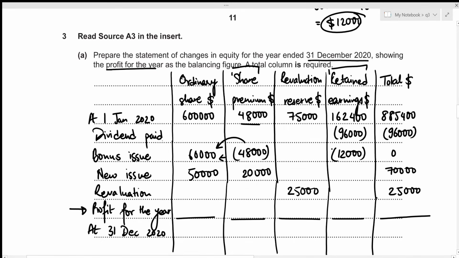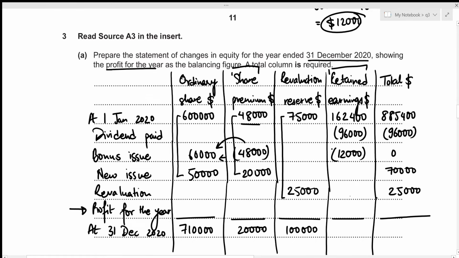Let's do that. For ordinary share, it's going to be the sum of these three values, 600,000 plus 60,000 plus 50,000, which results in 710,000. For share premium, that's the sum of these three values, 48,000 minus 48,000 plus 20,000, which results in 20,000. And for revaluation reserve, that's the sum of these two values, 75,000 plus 25,000, which results in the value of 100,000.